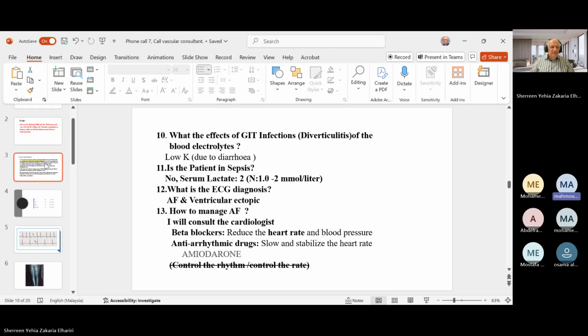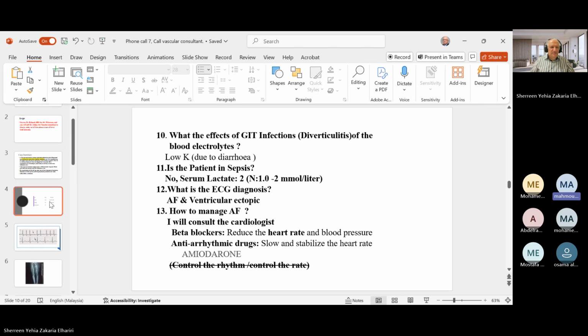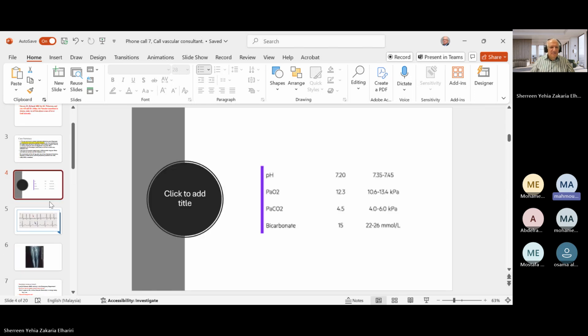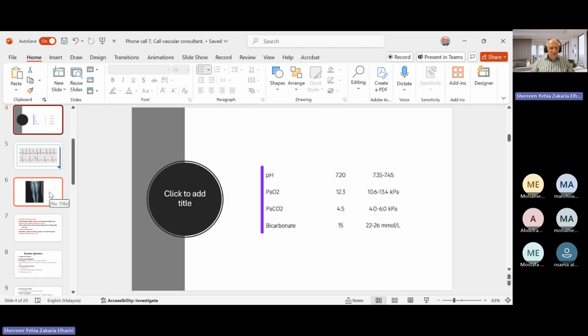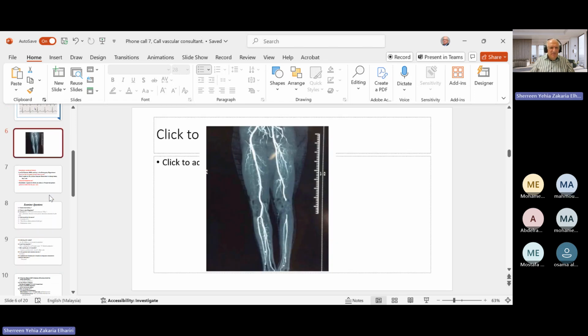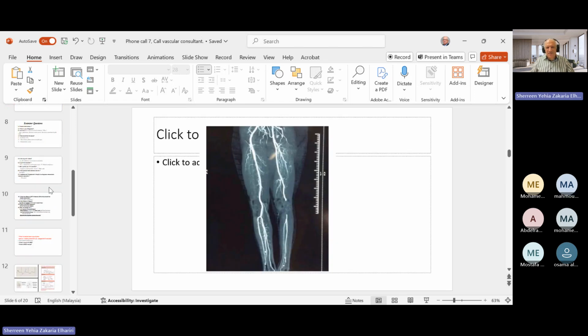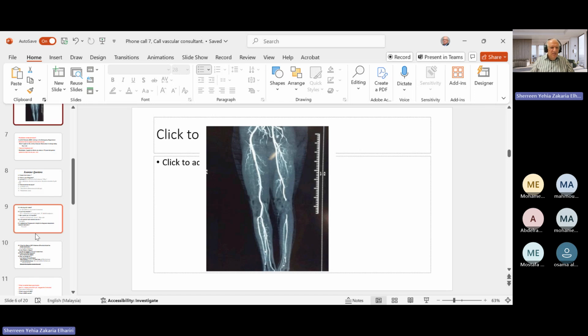Okay, the diverticulitis will cause diarrhea, which may cause hypokalemia for the patient. Yeah, if you remember the data, it is 2 point something, so it is very low. All right.